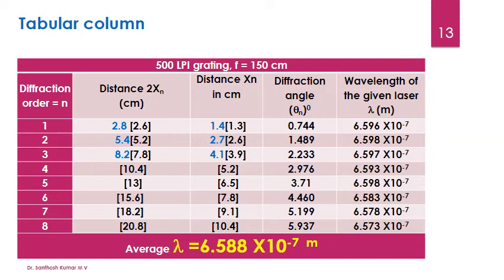So first is 2xm, that is first order to first order distance, second order to second order distance, third order to third order distance, and then we get xm by dividing the previous value of the column, then calculate the angle, and similarly calculate the wavelength using the formulas. Finally, take the average of all the values in the last column of the tabular column, that is lambda equal to 6.588 into 10 raised to minus 7 meters. This will be the answer for this particular experiment that we need to find.